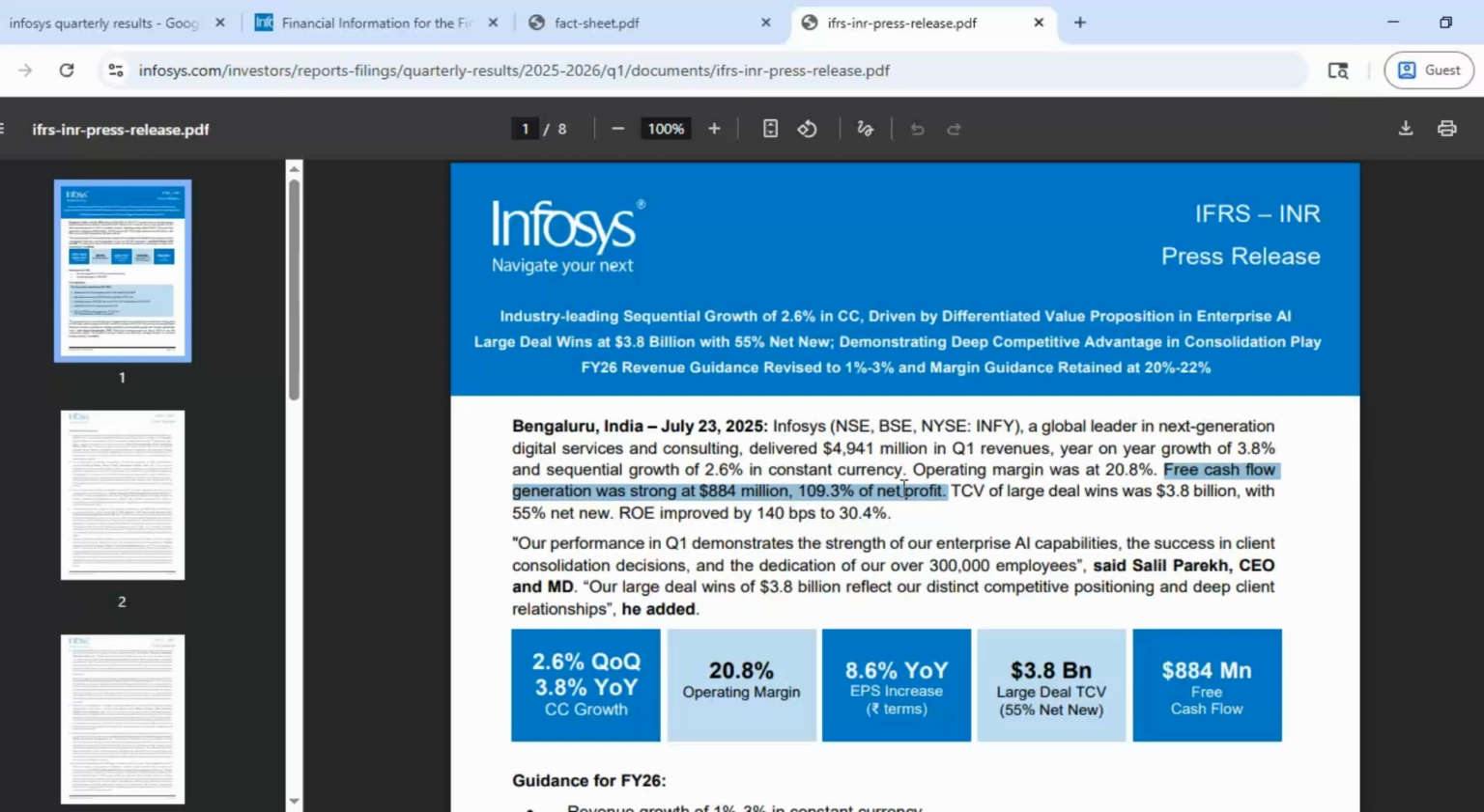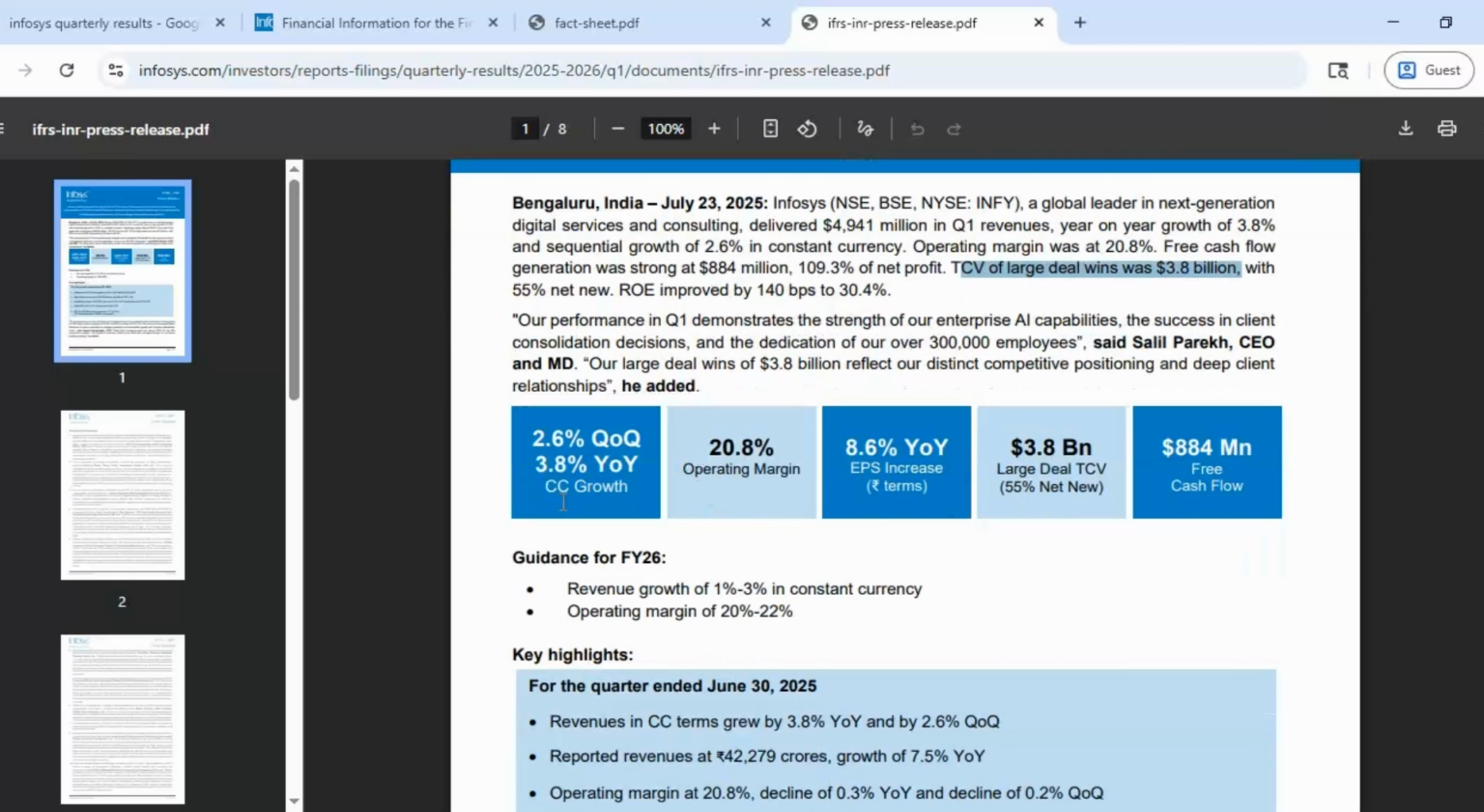Now they have also mentioned that TCV large deal wins were 3.8 billion dollars. That means they have work in their pipeline, and the future projects are secured. So job security has kind of improved, as they have the projects. Okay, then what else? These are the same things.